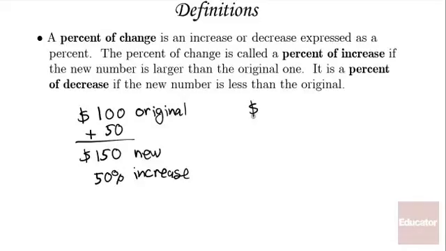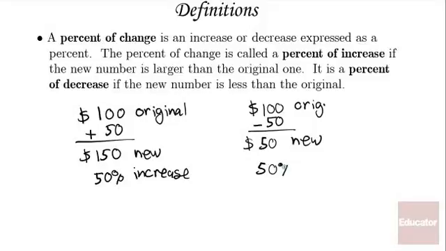Conversely, if I started out with $100, that was my original amount, and I withdrew $50 from my savings account to go buy something, and then I'm left with $50. So that's my new amount. This time, I've actually got a 50% decrease in the amount of money that I had in my savings account.